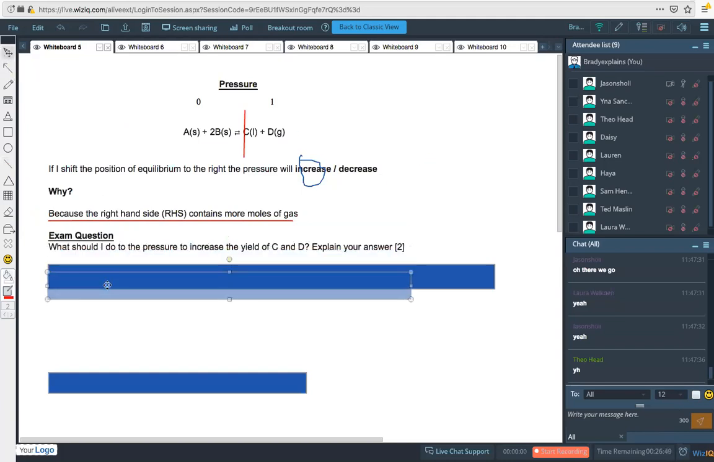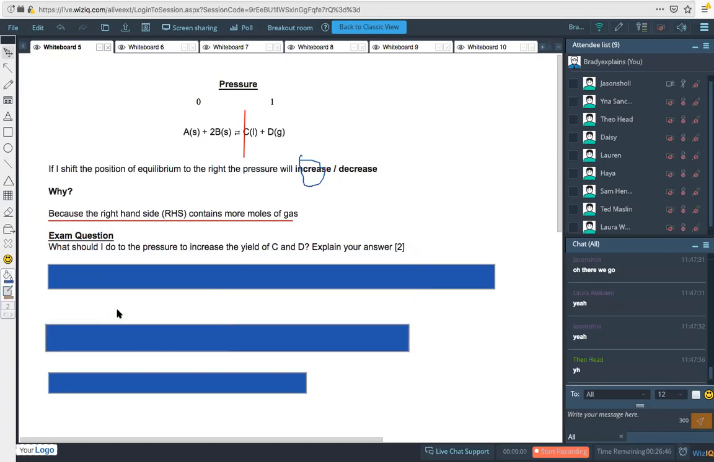All right, let's try a practice one then. What should we do to the pressure for the above reaction to increase the yield of C and D? Explain your answer.